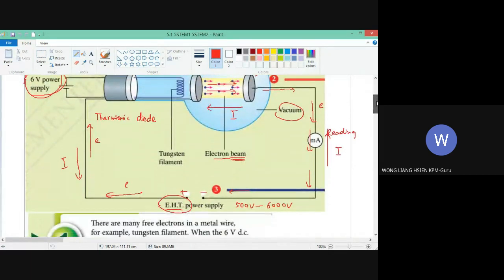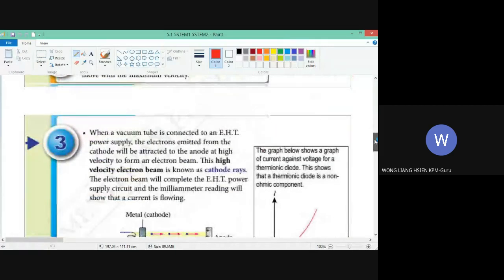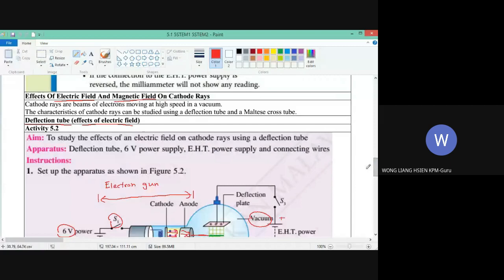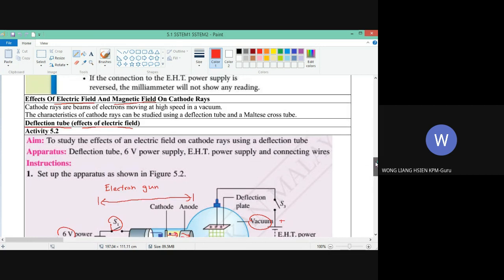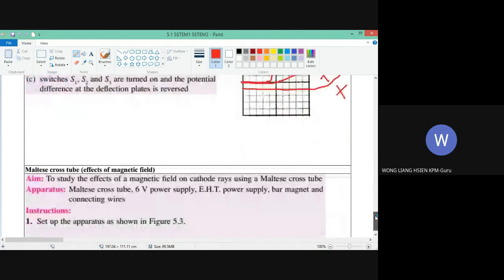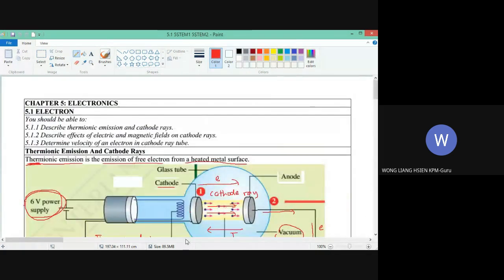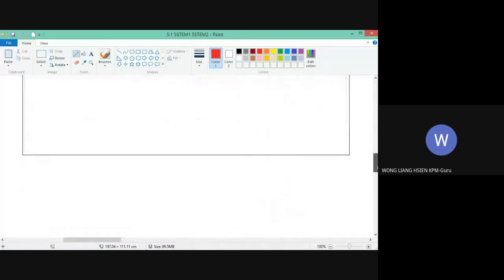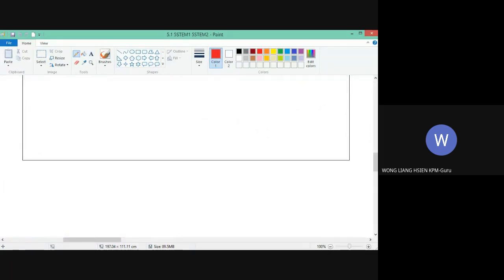After that, we want to study and understand more about the characteristics of the cathode ray. So we investigate what will happen to the cathode ray if we expose it to an electric field and a magnetic field. We do that by using the deflection tube and the Maltese cross tube. Today we want to continue.